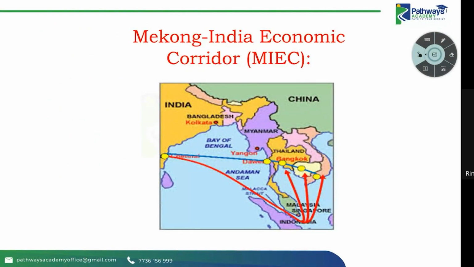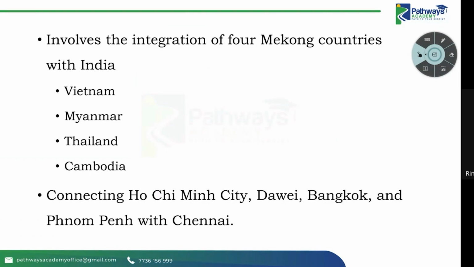Okay. Next is the Mekong India corridor. What are the Mekong flowing nations? The Mekong River passes through Vietnam, Myanmar, Thailand, Cambodia, and also Laos and China. Actually, the Mekong River passes through 6 nations: Vietnam, Myanmar, Thailand, Cambodia, China, and Laos.